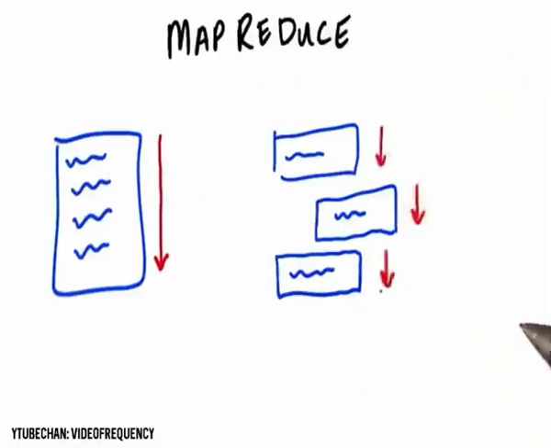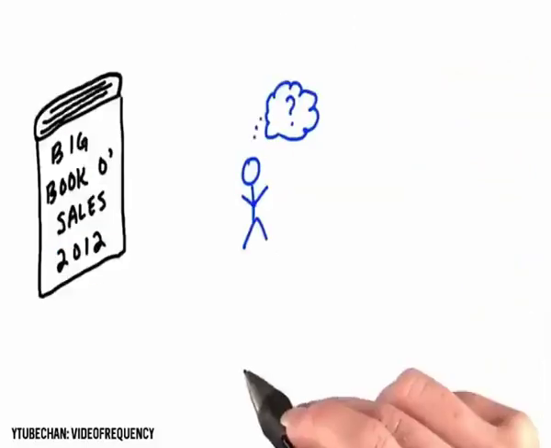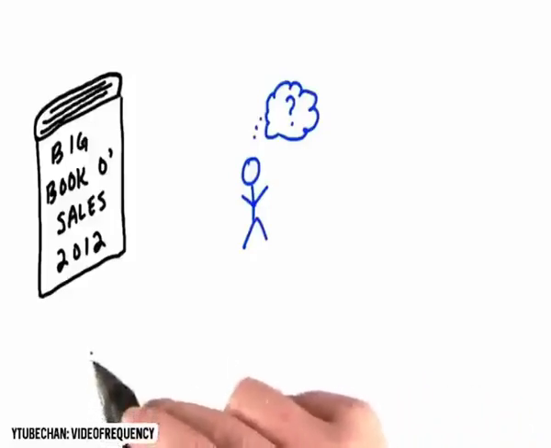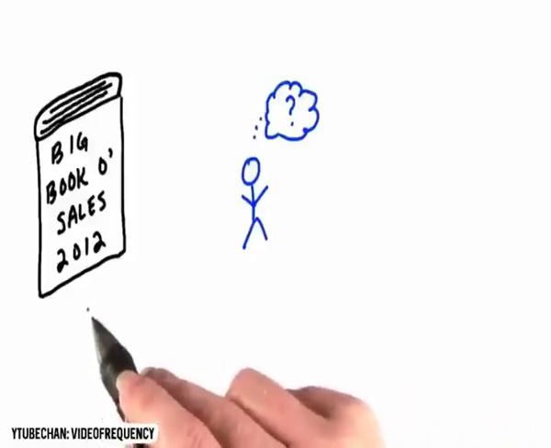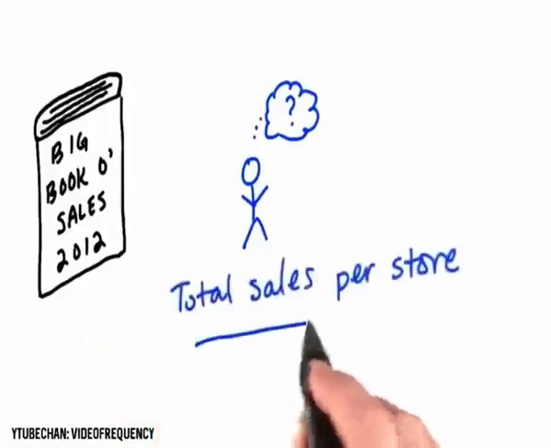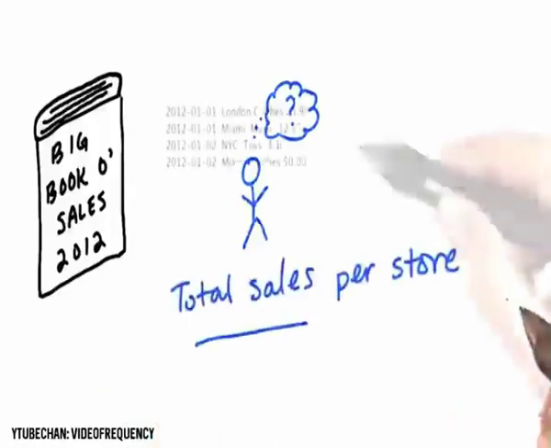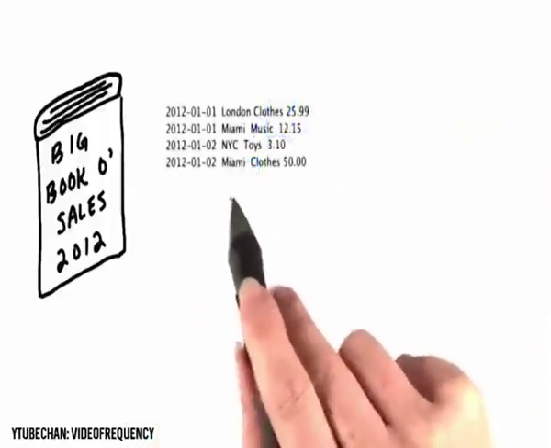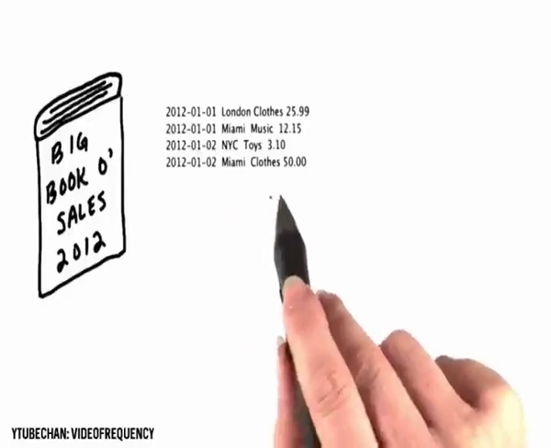To explain, let's look at a real-world scenario. Let's imagine we run a retailer with thousands of stores around the world. And we have a big ledger that contains all of our sales, the big book of sales for the year 2012. We've been asked to calculate things like the total sales per store for the year. Let's say the lines of the ledger look like this: the date of the purchase, the location of the store, what they bought, and the amount.